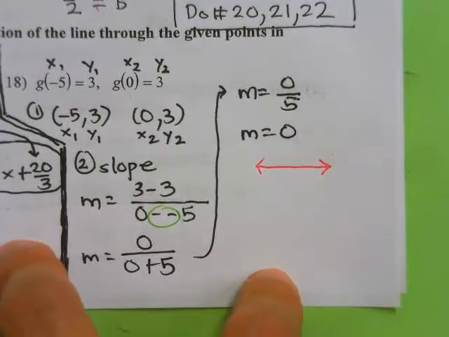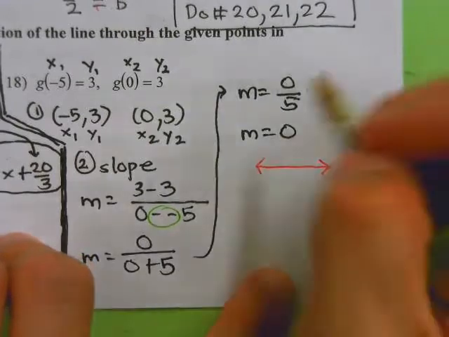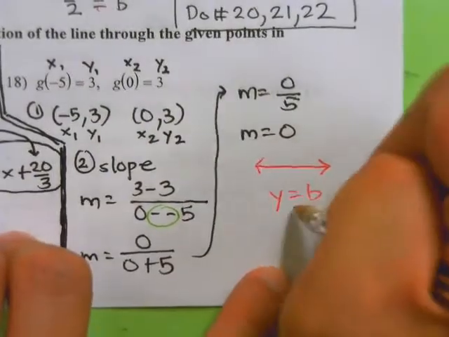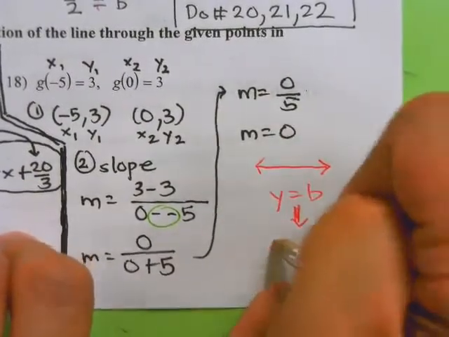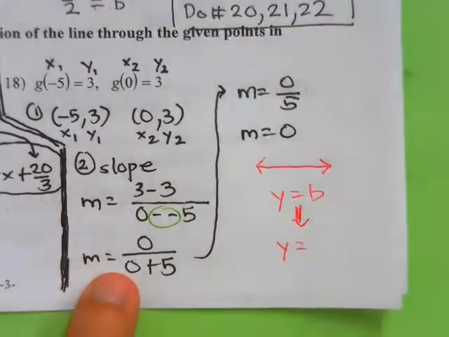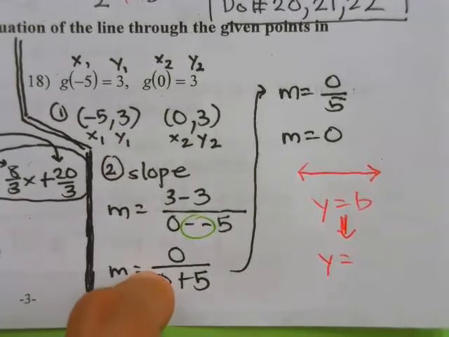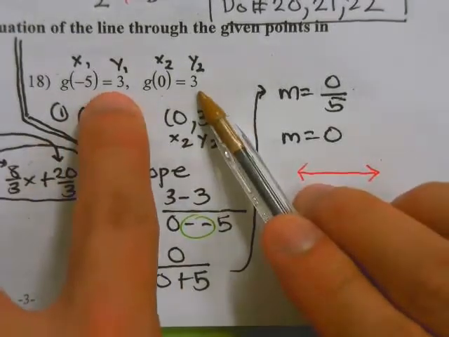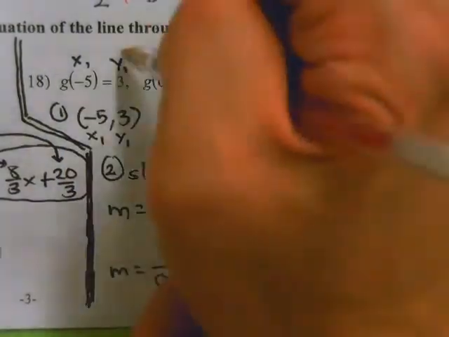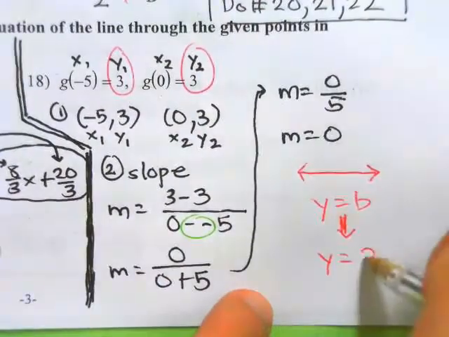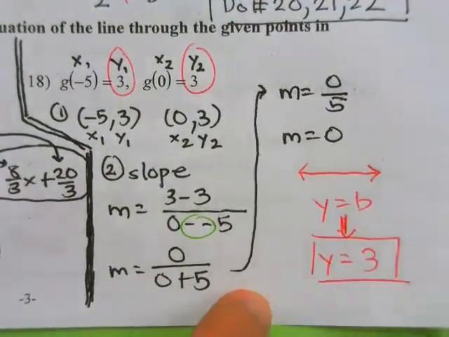And then think back, and if you don't remember, it's okay. We're going to write it down over here. Our equation for horizontal lines, is it x equals or y equals? Y equals something. Okay? We just got to figure out what that something is. Take a look at your y1 and y2 values. Do they match? Yes, they do. So y is equal to 3.